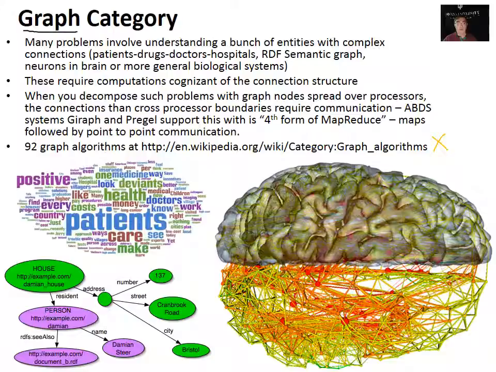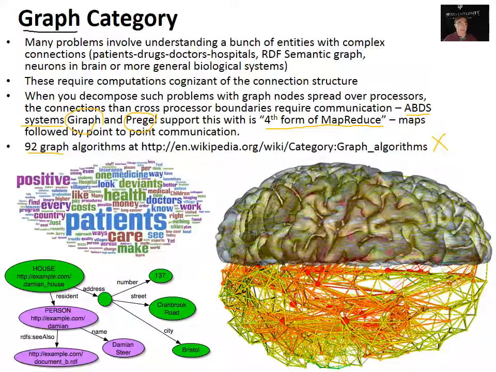If you go to Wikipedia, you'll find 92, which tend to be rather difficult to parallelize and sometimes are hard to do on distributed memory and things like that. Studying of graph algorithms is an important area of research. The software Giraph and Pregel are typical of those that support graph. And this corresponds also to the fourth form of MapReduce in our previous discussion, maps followed by point-to-point communication.